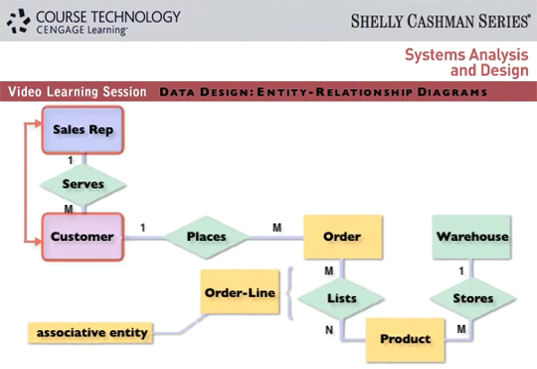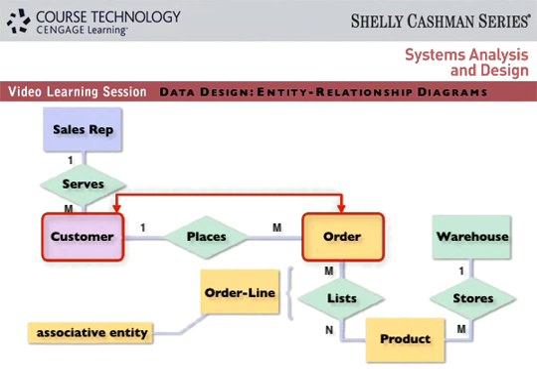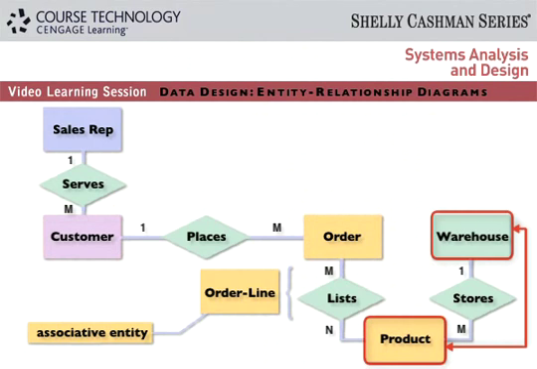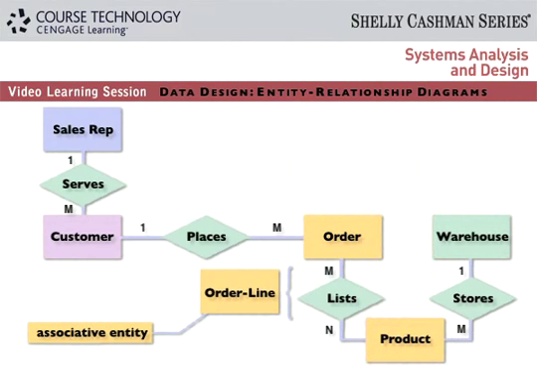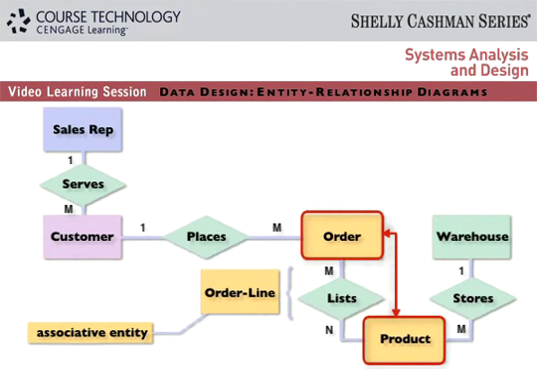Suppose you have a sales system where one sales rep serves many customers. One customer can place many orders, and one warehouse stores many products. These are 1-to-many relationships. However, order and product have a many-to-many relationship because one order can have many products, and one product can appear in many orders. So, we need an associative entity called order line that identifies a specific product in a specific order and stores information about that particular combination.